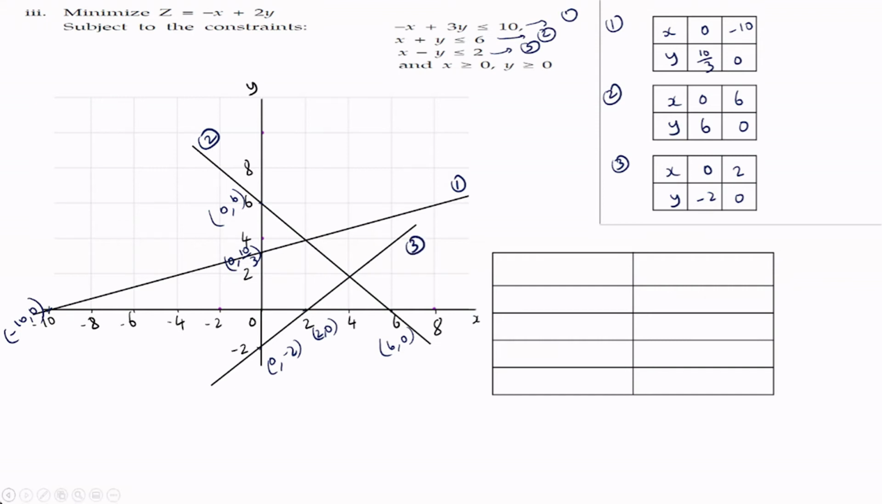And now let us find the feasible region. The first one, minus x plus 3y less than or equal to 10. If we substitute the coordinates for the origin 0 comma 0, 0 is less than 10. So the region corresponding to minus x plus 3y less than or equal to 10 is this part. And then next we have x plus y less than or equal to 6. If we substitute the coordinates of the origin 0 comma 0, when x is 0, y is 0, 0 is less than 6. So the region corresponding to x plus y less than or equal to 6 is this part.